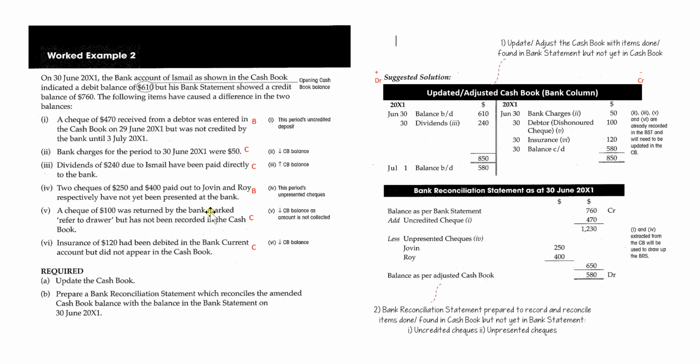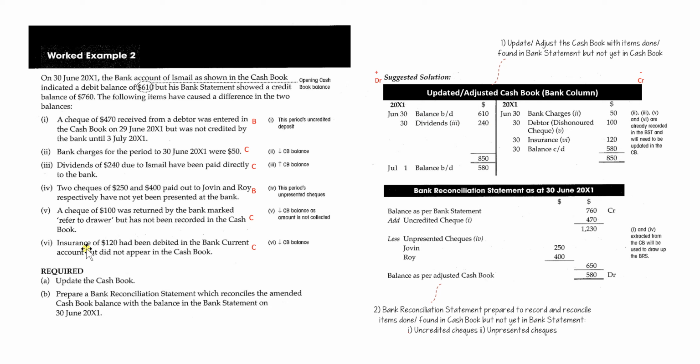Okay, a check return, this is a dishonored check. So you have to minus off the dishonored check. How to interpret this is, previously the debtor paid us, so we would have received it. But now, because it's unpaid or dishonored by the bank, we have to take it off again. So dishonored check 100 over here.